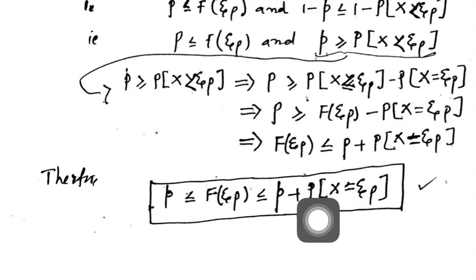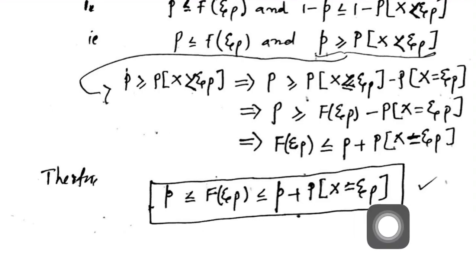defined, and you know that this probability is equal to 0 for a continuous random variable.